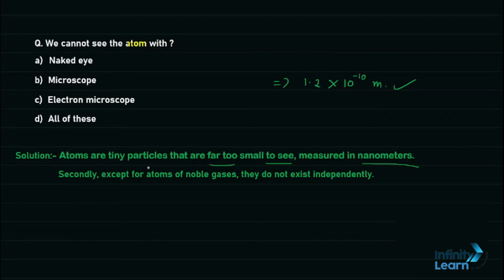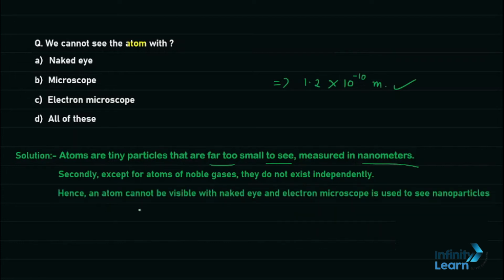And secondly students, except for atoms of noble gases, they do not exist independently. Okay students, and hence an atom cannot be visible with naked eyes. That's why we will not be able to see an atom with our naked eyes. So the correct answer of this question will be option number A, naked eyes.